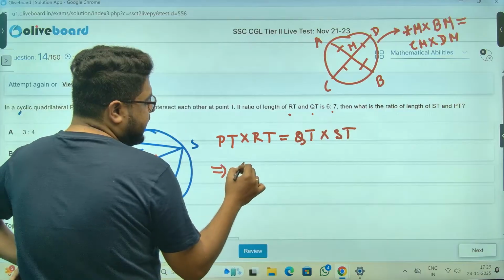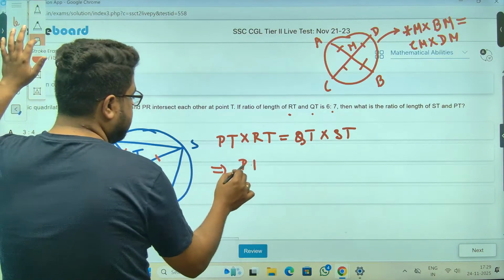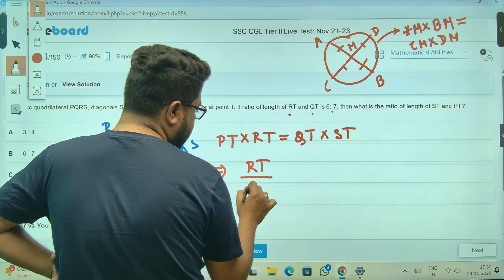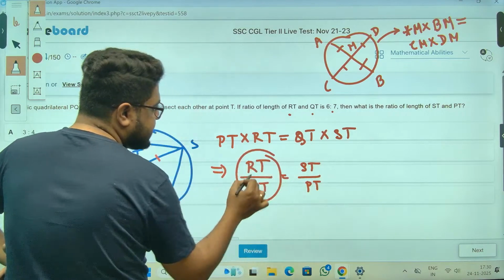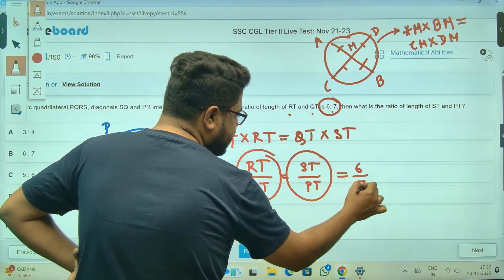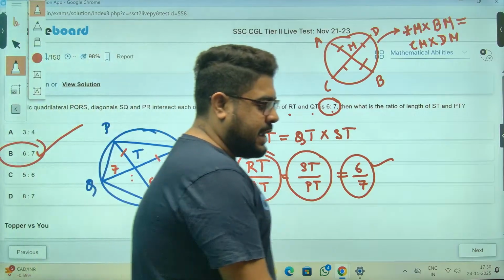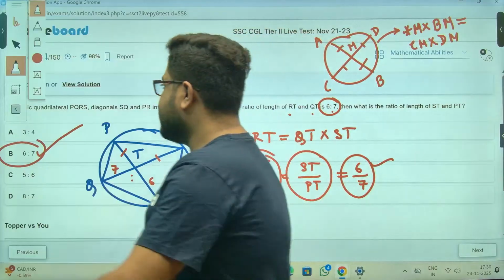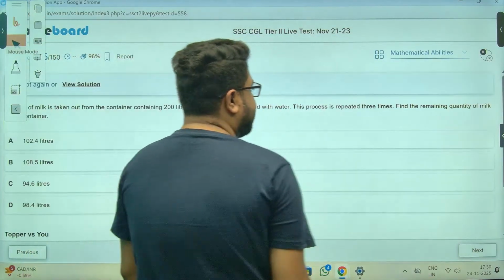Sir, you see RT by QT is given. Sorry. Extremely sorry, sir. Ulta likh diya maine. So RT by QT is given. RT by QT. So this will be ST by PT. So this is given as 6:7. So this will also be equal to 6/7 or 6:7. So my answer will be option B itself. You don't need to change many things here. So it was a very simple question, honestly.